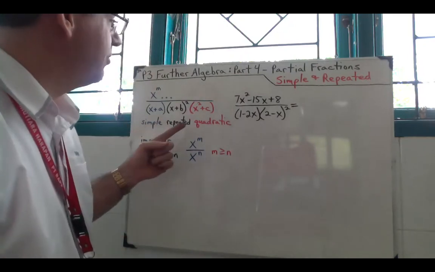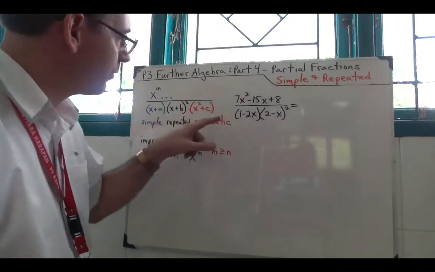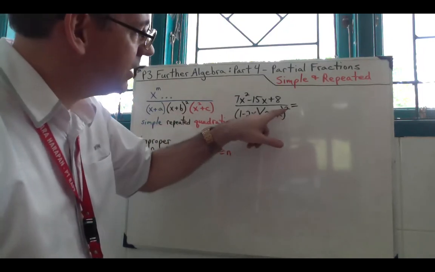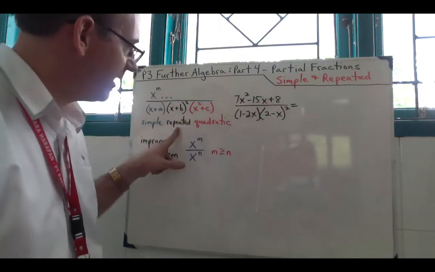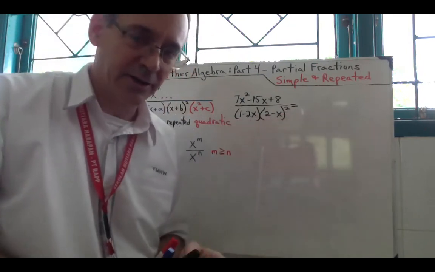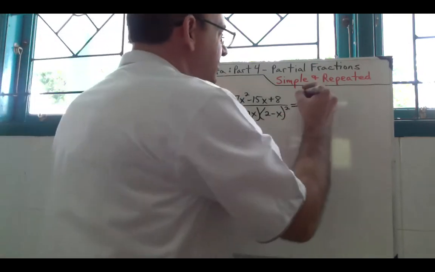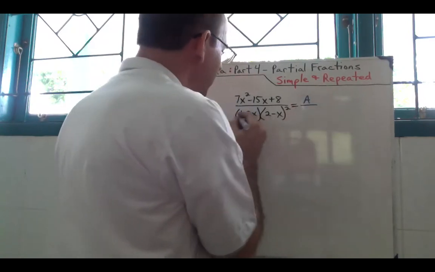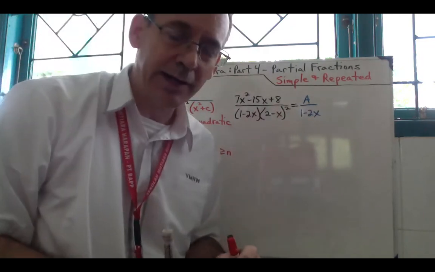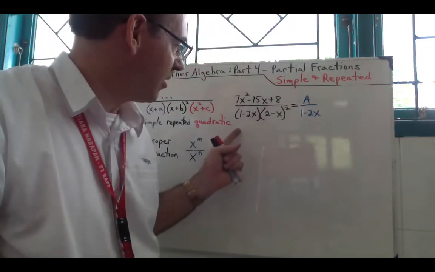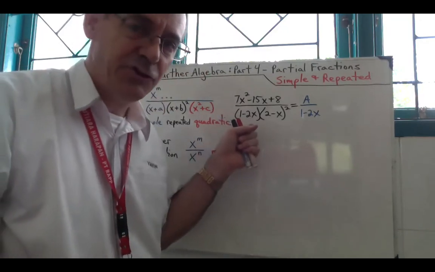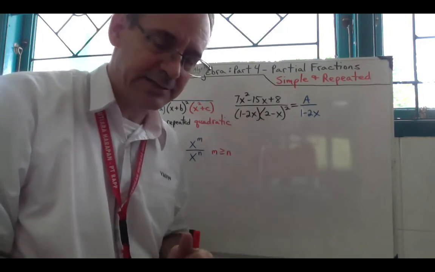Well, let's look through here. This one is a simple factor in the denominator. But when we get over to this one, there is a square on the outside. That is a repeated factor. So that's going to change our pattern a little bit. For the simple one, it's still just a over 1 minus 2x. Now, when you get to a repeated one, it's like there are 3 factors here: 1 minus 2x, a 2 minus x, and another 2 minus x.